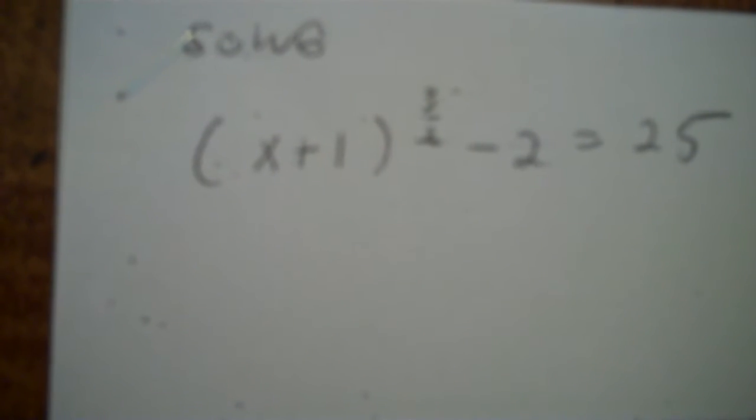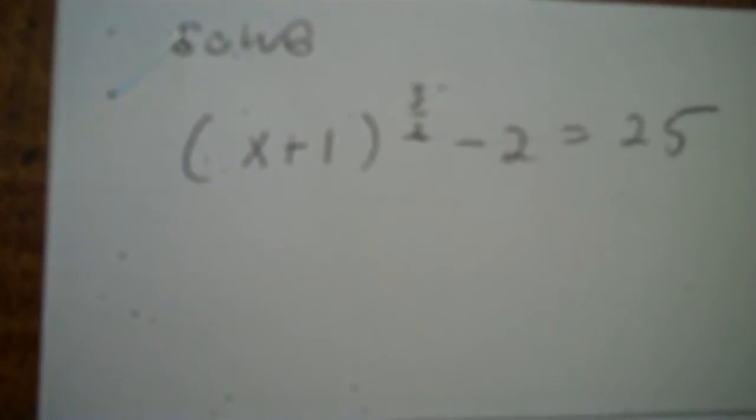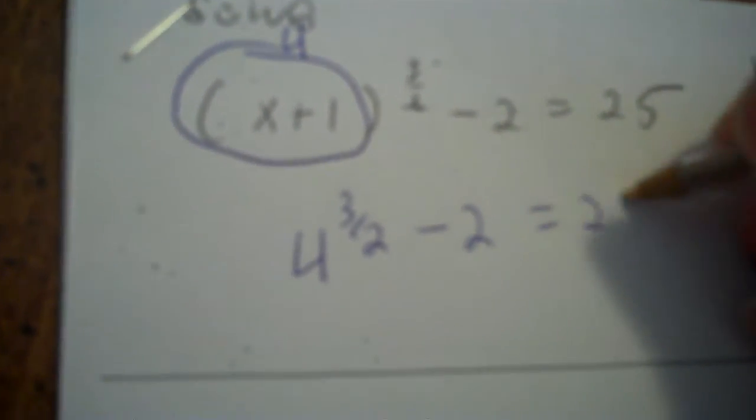Okay, we're going to solve this equation. We have x plus 1 inside of parentheses, which you would read as quantity x plus 1 to the 3 over 2 power, minus 2 equals 25. Now what you want to do is replace that quantity with just a single variable. Let's use h. So it's h to the 3 over 2 power minus 2 equals 25.